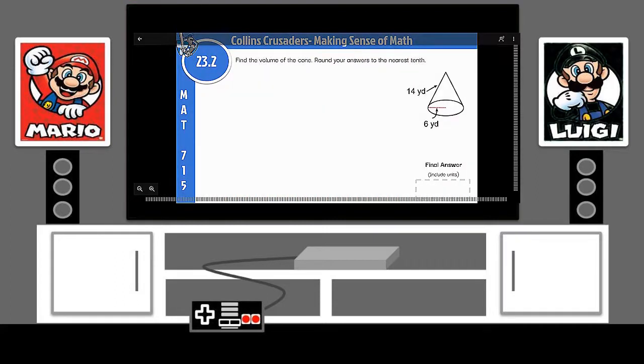Hi, and welcome to lesson 23.2. So if we look at this specific problem, it says find the volume of the cone and round your answer to the nearest tenth. Before we can start, let's take a look at our cone and see what we see.